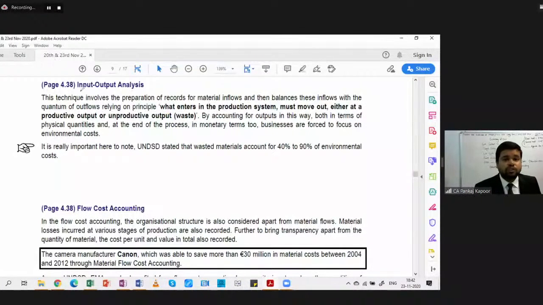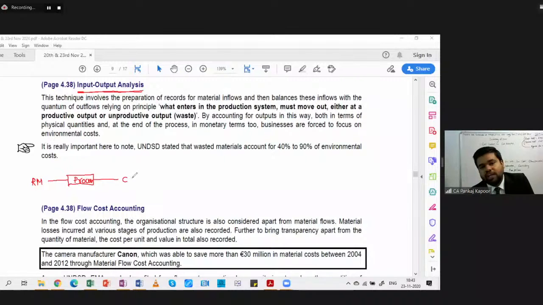Okay, the first method to identify and allocate the environment cost. What is the first method? As the name suggests itself, the input-output method. What do we do in the input-output method? We simply see how much raw material is inserted into some production process by the company and how much output is generated in the form of finished goods.